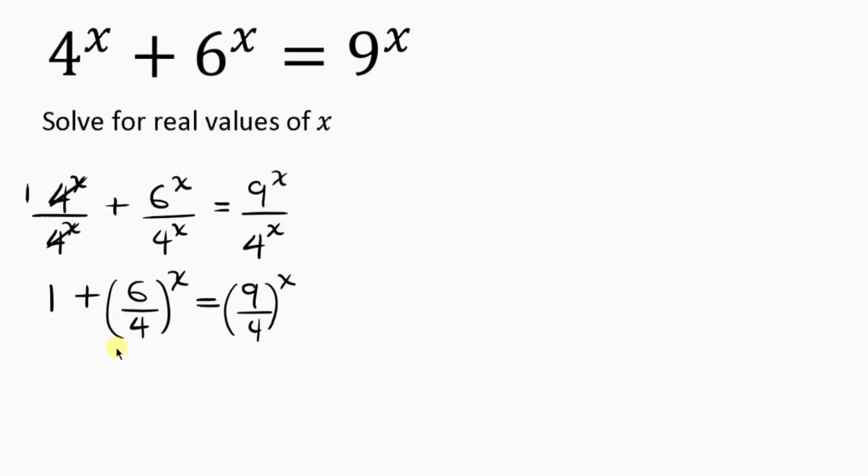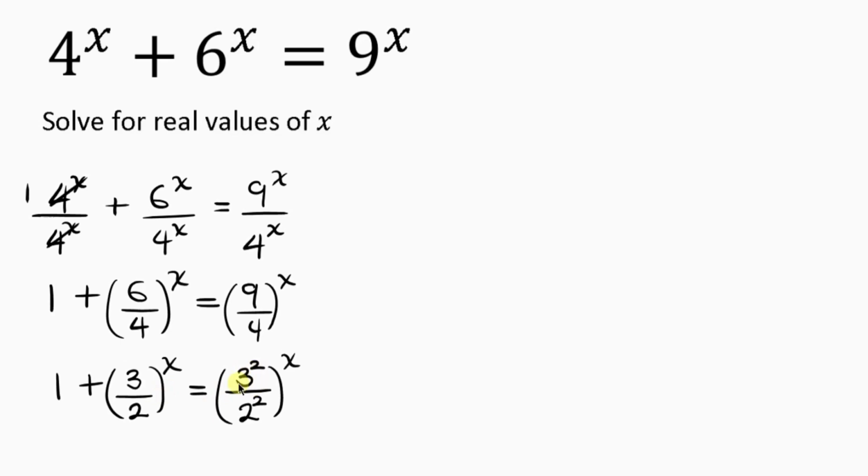Now our next step will be for us to reduce the fraction. So this is 1 plus, now 6 divided by 2, I'm going to be having 3 all over 4 divided by 2, I'm going to be having 2, to the x equal to, now notice that 9 and 4 are perfect squares. It means 9 can be written as 3 squared all over 4 can be written as 2 squared. That's it, to the x.